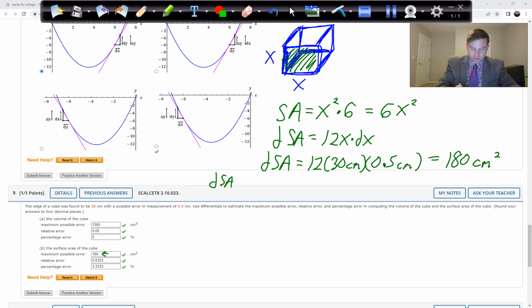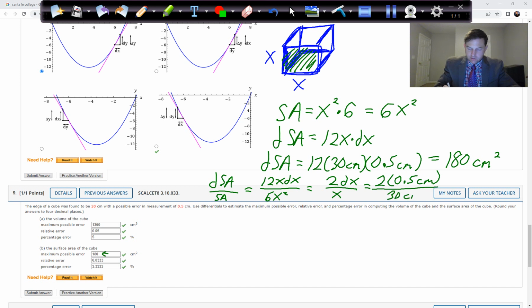Now relative area is going to be the same thing. It's differential surface area divided by surface area. So it's 12x dx divided by 6x squared. The 12 and the x on top will cancel with 1 x on the bottom, and the 12 will absorb the 6 and become a 2. So we have 2 dx on top and just x on the bottom. So this is 2 times half a centimeter divided by 30 centimeters. If you do that, you'll get 0.0333 repeating, and it's unitless because the centimeters on top cancel the centimeters on bottom.